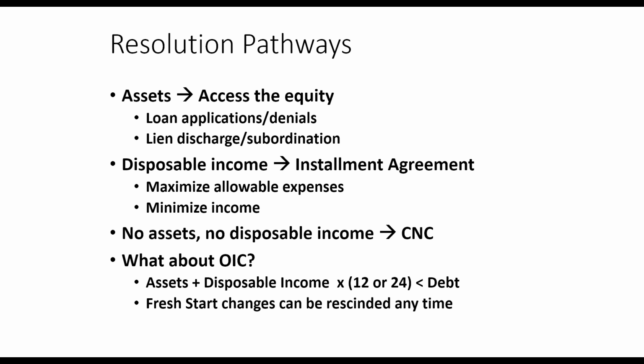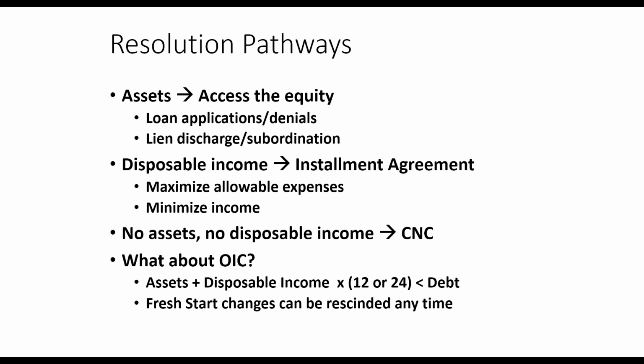Now, if the taxpayer has no assets and no disposable income, then chances are they're a CNC candidate, currently not collectible, status 53. Okay? And then, of course, throughout this whole process, if the taxpayer has less assets than the tax debt, and they can't full pay the liability under an installment agreement, then the question is, well, might they be eligible for an offer in compromise?